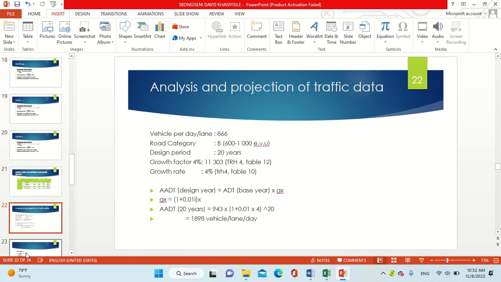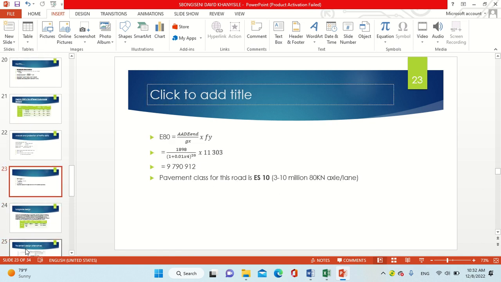Okay, let's continue with the design information, which we also found. We also calculated our E80, which happens to be 9,790,912, and the pavement class for this road was ES10, which is 3 to 10 million E80 per lane.